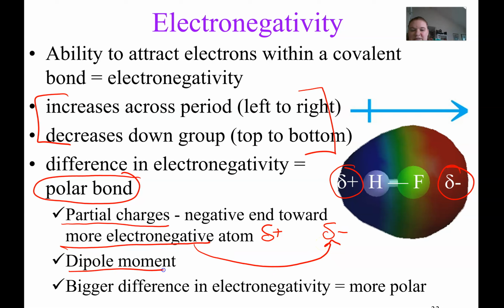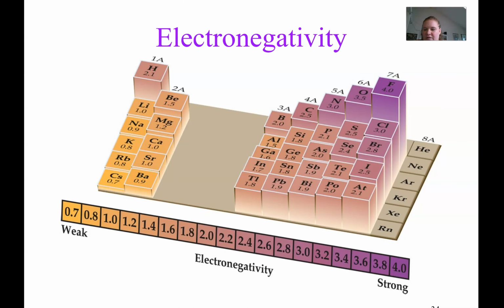We can also represent it with a dipole moment, and that's this arrow over here. Our arrow is going to have a plus sign on the end of it, and that's at the less electronegative side. And then it's going to point at the atom where the electrons are going towards, the one that is more electronegative. So here's our little chart of electronegativity. It's on a scale of 4. So fluorine has the highest electronegativity up there. And you can see there's a nice diagonal trend going across the periodic table.